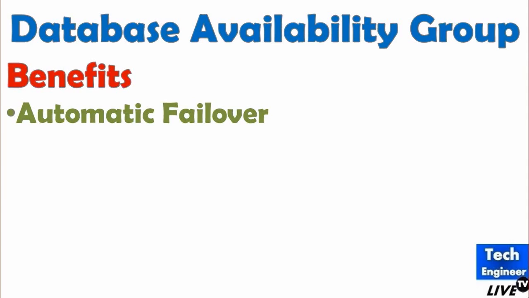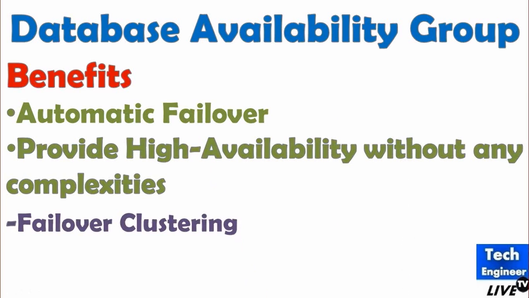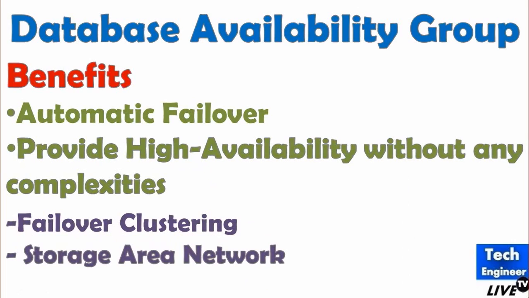Whenever your mailbox fails, the secondary will take its place as the primary mailbox server. Similarly, it provides high availability without any complexities, complexities like failover clustering and storage area networks. So basically, it is not so complex.